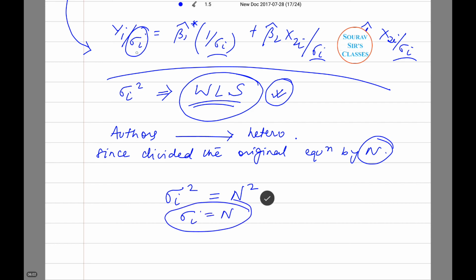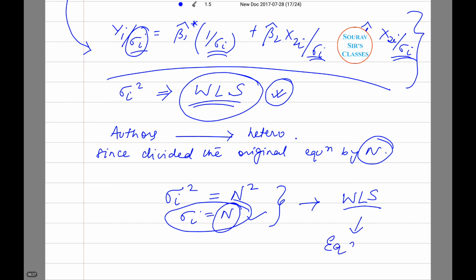So instead of sigma i, to derive the second equation, everything has been divided by a factor N, which is the same approach as above. Okay. Now, thus the author is using which method? He is using the weighted least square method for estimating equation 2.